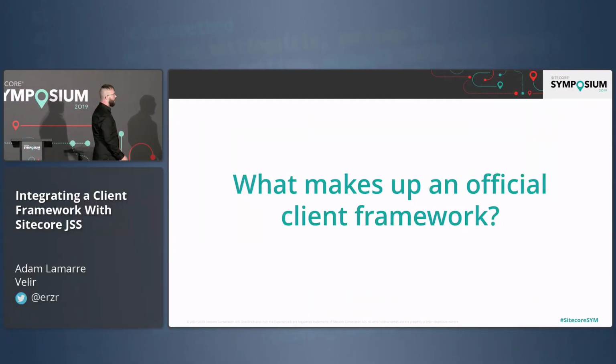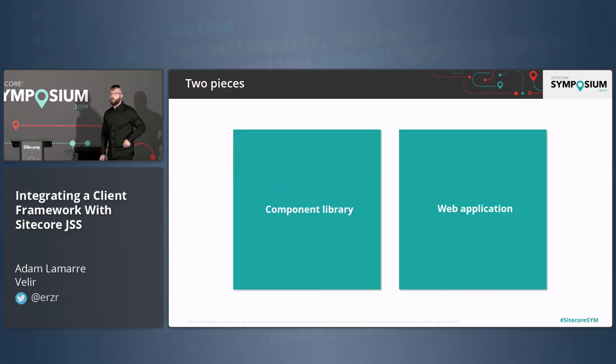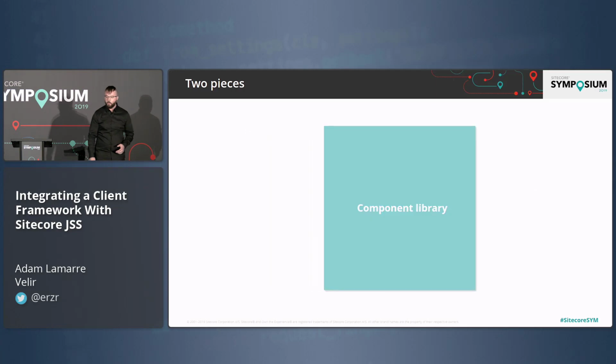So let's dig into what actually makes up an official client framework, one of those React and Vue applications. There's really two pieces to it: the component library and the web application. There are a few more things now, but at its core, these are the two main things you'll have to implement when you go to implement your own client framework. We're going to talk about the component library first.